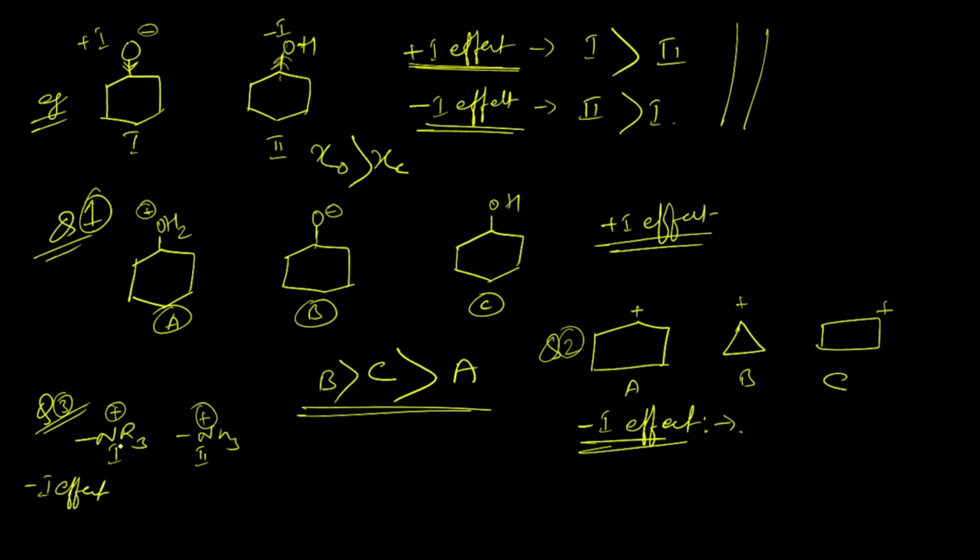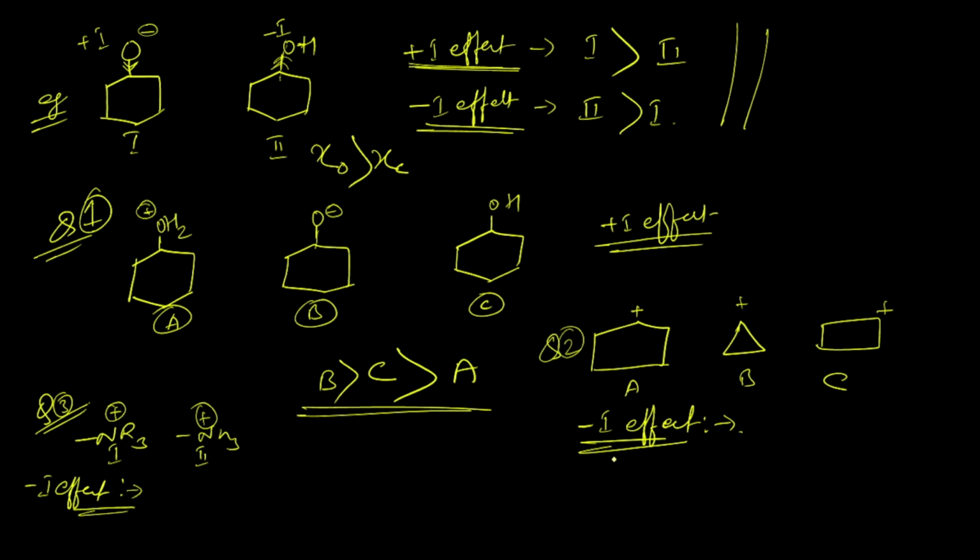If it is a negative charge, then we'll see the plus I effect. If it is a positive charge, we'll see the minus I effect. Because positive means it is having electron deficiency, so it will pull, right? So for the minus I effect trend, you have to write it here, 1 or 2. Which one will have the more minus I effect? How are we going to write the trend here?